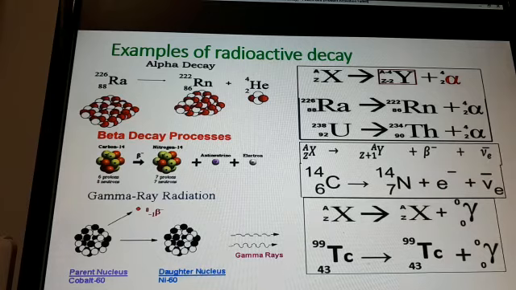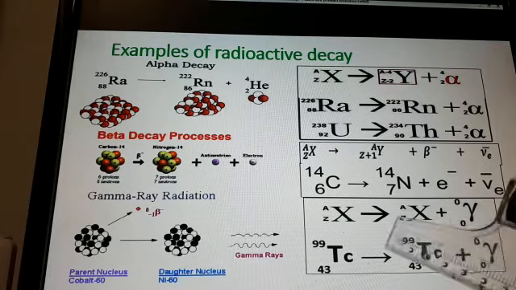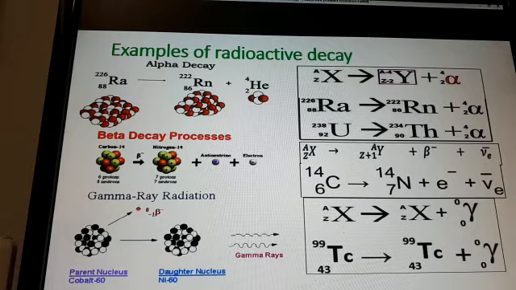Gamma emission by itself causes no change in the mass number. Here the mass number is 99, and the daughter nucleus also has mass number 99. So gamma emission by itself causes no change in mass number or atomic number.